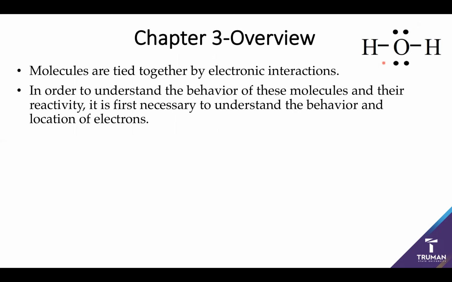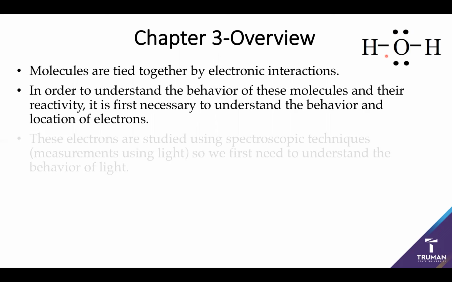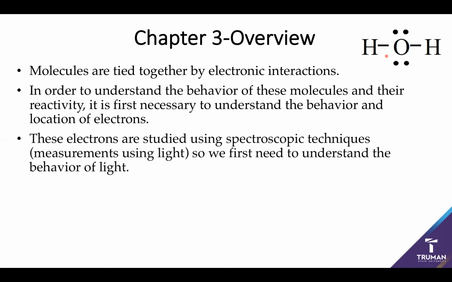Now, in order to understand the behavior of electrons, we need something that can measure a small charged particle. And so really how we look at the behavior of these electrons is by using what are called spectroscopic techniques, which literally can be translated as measurements, scopic, using light, spectro. So we're going to be measuring things using light.